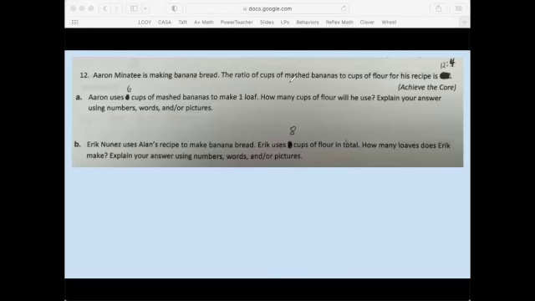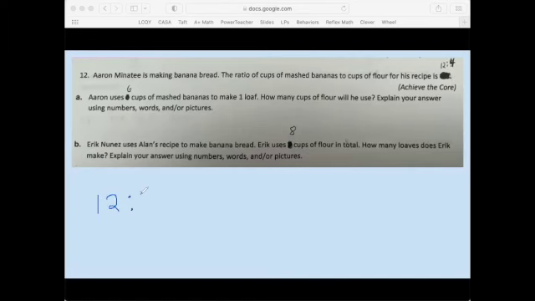The ratio of cups of mashed bananas to cups of flour for his recipe is 12 to 4. Aaron uses 6 cups of mashed bananas to make 1 loaf. How many cups of flour will he use? Explain your answer using words, numbers, and/or pictures. So I'm going to go ahead and write the ratio 12 to 4.